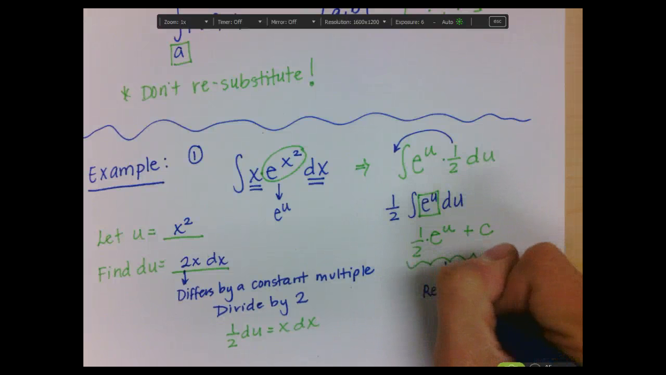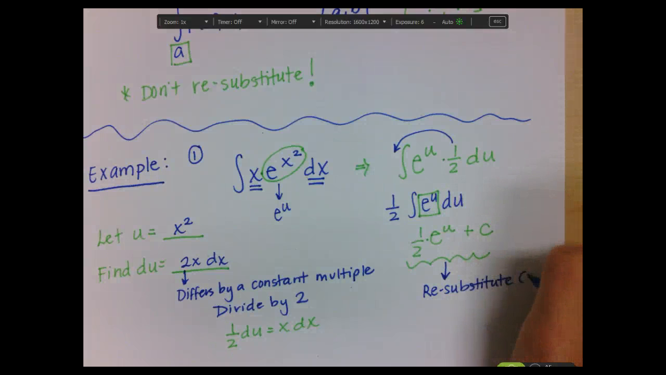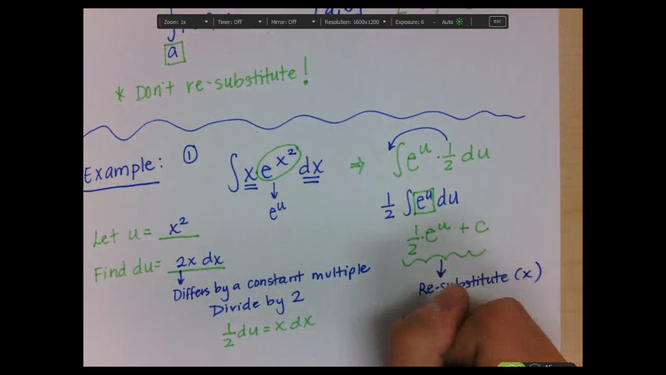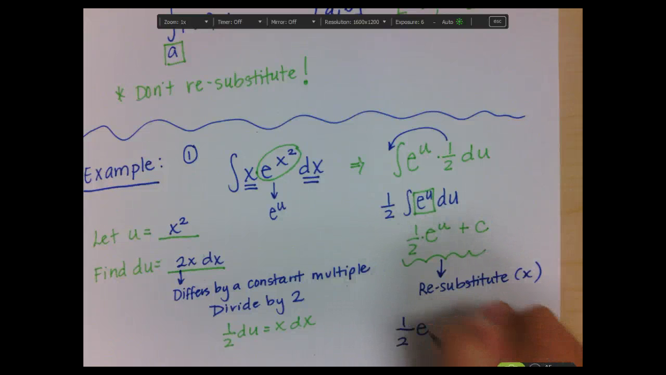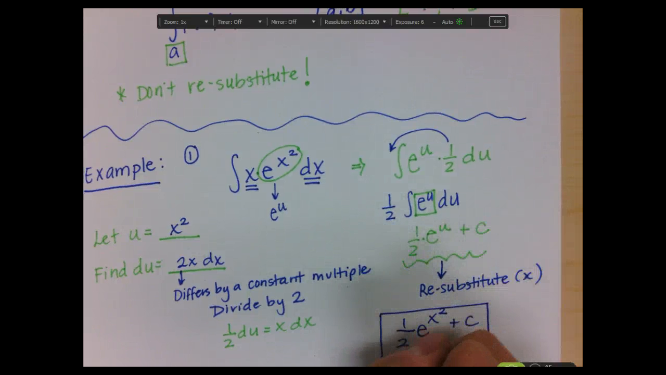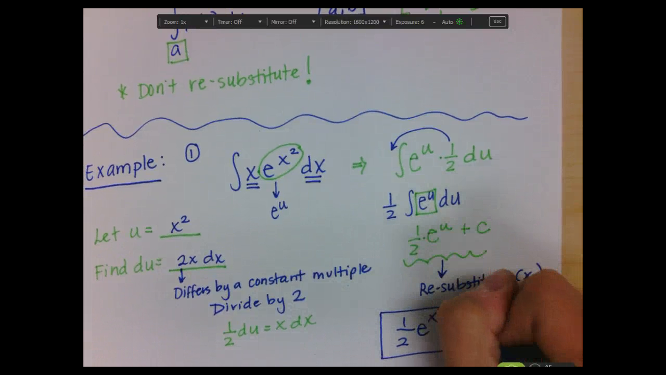Now let's resubstitute so that we get our x's back. So what was it that we let u equal? We let u equal x squared. Plug that back in, and we have 1/2 e to the x squared plus c.